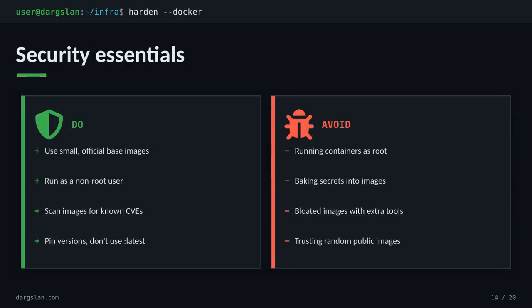Which leads us straight into the security essentials worth burning into muscle memory. On the do side, stick to small official base images, run your processes as a non-root user, scan regularly for known CVEs, and pin your versions, because latest has a funny way of changing the night before a demo. On the avoid side, don't run as root. Don't bake secrets into image layers. Don't bloat your images with tools you'd only need to debug. And please don't blindly trust random images from the public registry.